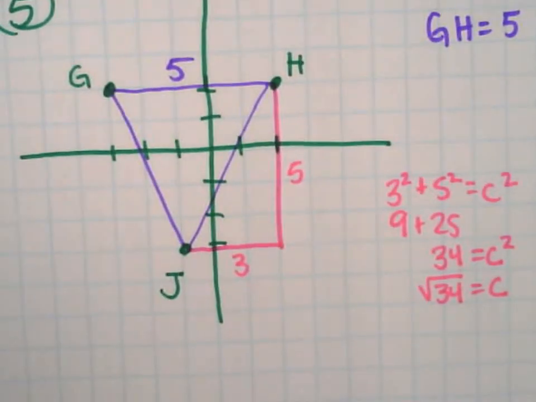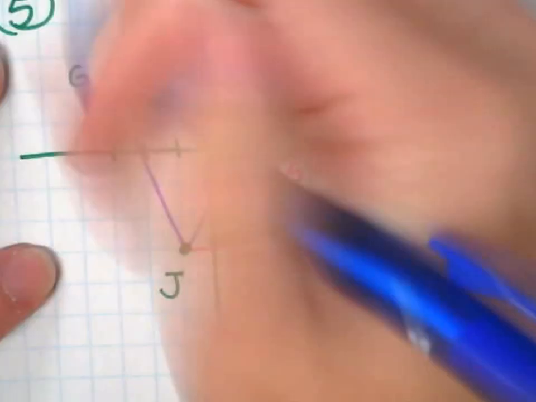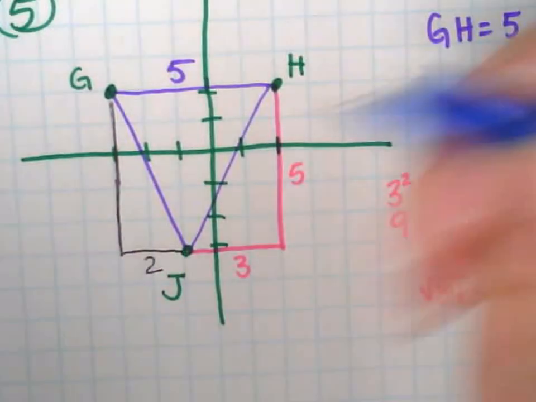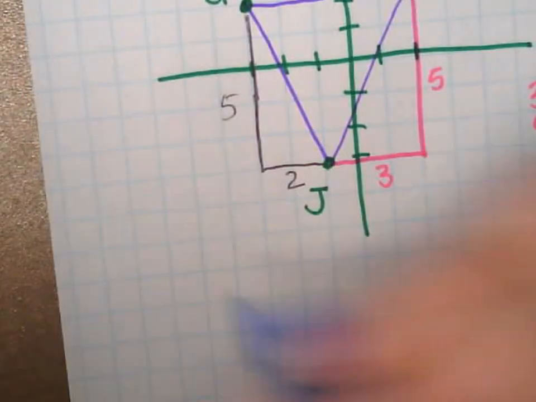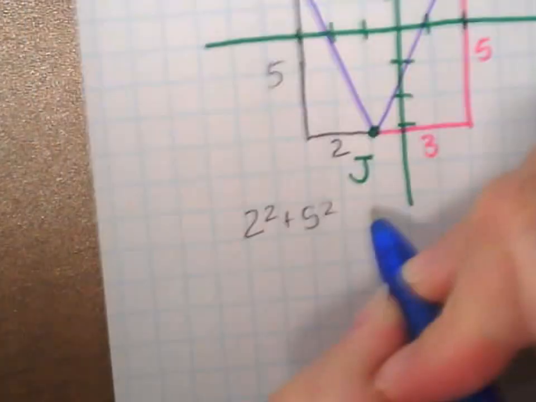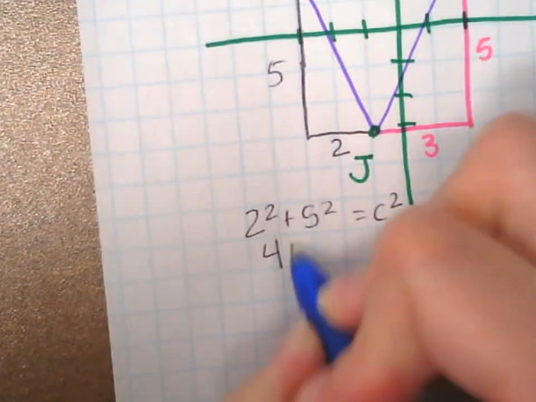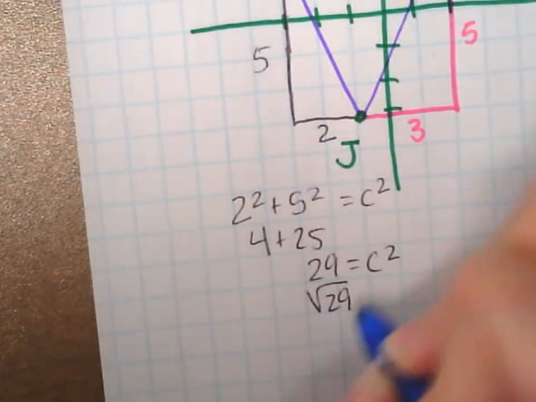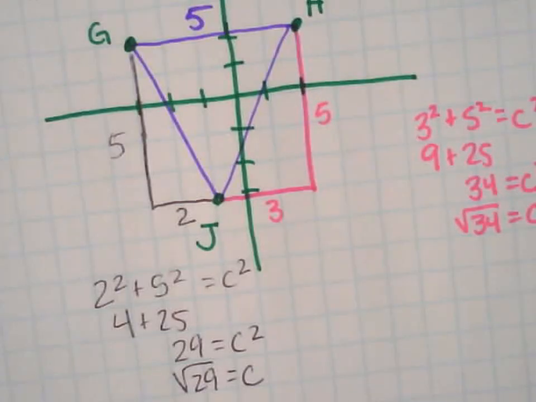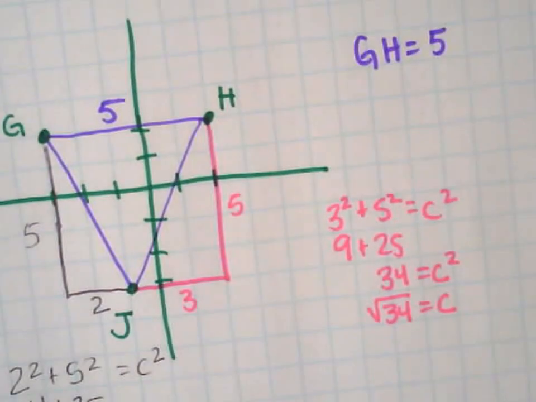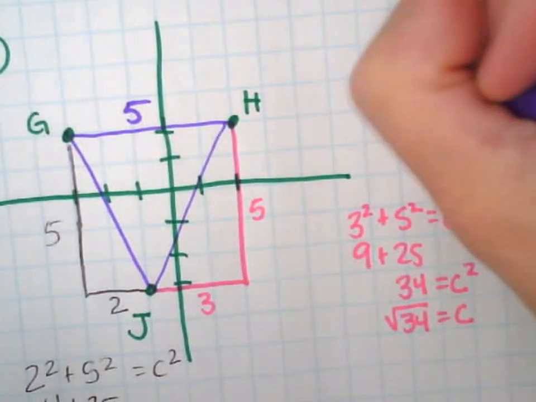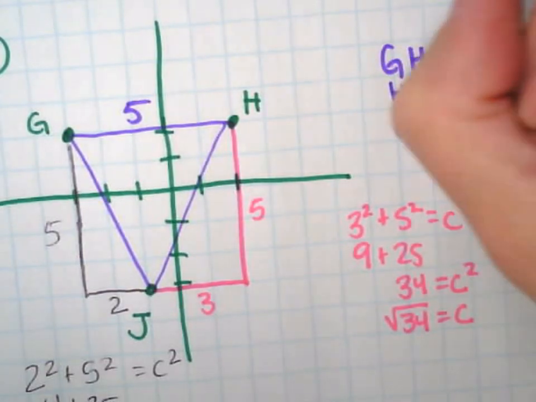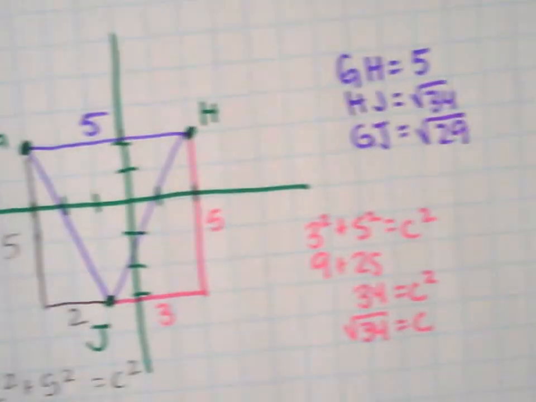Okay, then on our other side, we can make a triangle over here, like this. This distance is 2, and this distance is 5, so we're going to do our Pythagorean theorem again. 2 squared plus 5 squared equals c squared, and we've got 4 and 25, which gives me 29. So this is the square root of 29. So now I've got 3 sides. I'm going to write these down over here. HJ was the square root of 34, and GJ was the square root of 29. And this is what I need to add up.